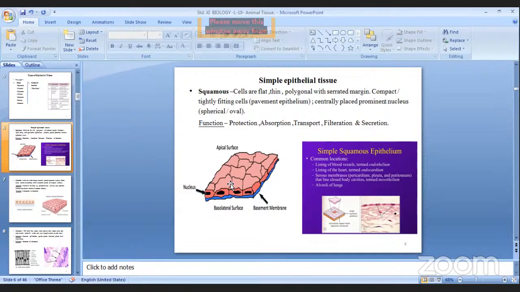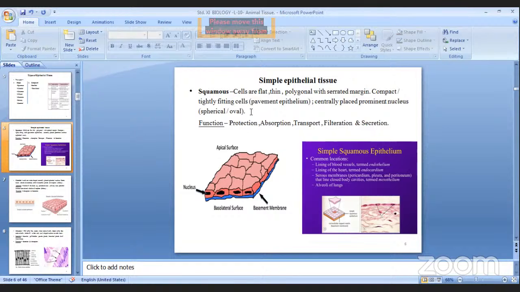The margins of these cells are not straight or smooth. They are zigzag, a little rough, so this is known as serrate margin. It is not straight or plain. And they are very tightly fixed, as we read in the general characteristics. Here you can see that there is no intercellular space between the cells. If it is there, it will be very negligible.